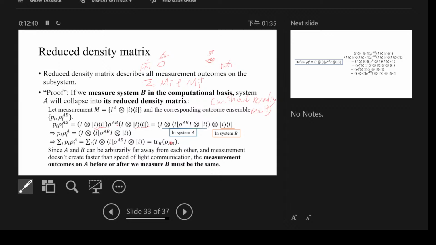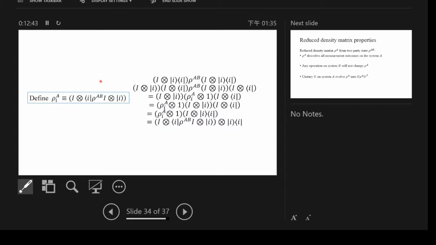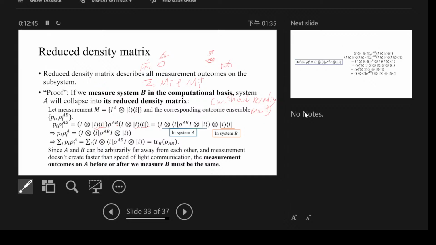Okay. And yeah, we have more detailed calculation here, but let's ignore that for now. Let's assume this is true. So if you do this calculation, we will see that it becomes something on system A tensor something on system B. Okay, and so we see that for every measurement outcome, what we have on system A is this thing: identity tensor bra i times your rho AB times identity tensor ket i.